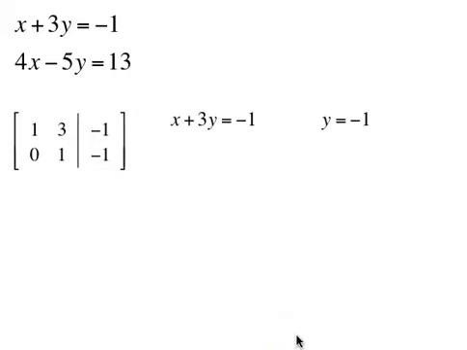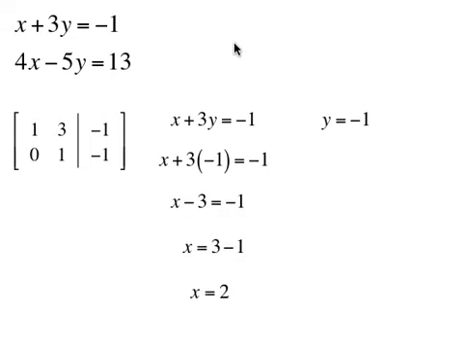So there are the two equations, and all I've got to do is plug the -1 in for y in the first equation. So we get x plus 3 times -1 is -1, x minus 3 is -1, adding 3 to both sides, x is 3 minus 1, or x is 2. So we believe the answer is x is 2, y is -1, and we write it this way.